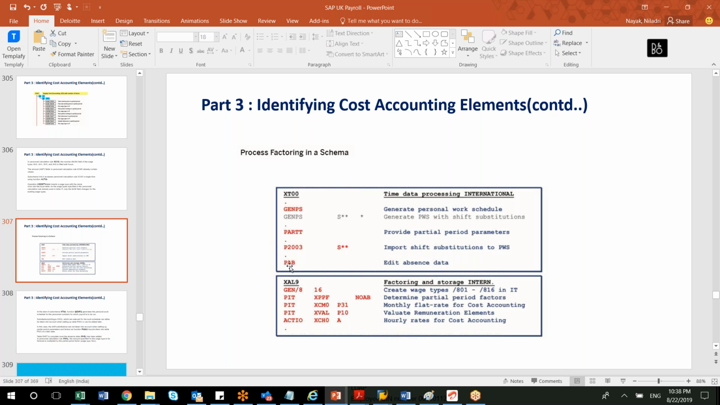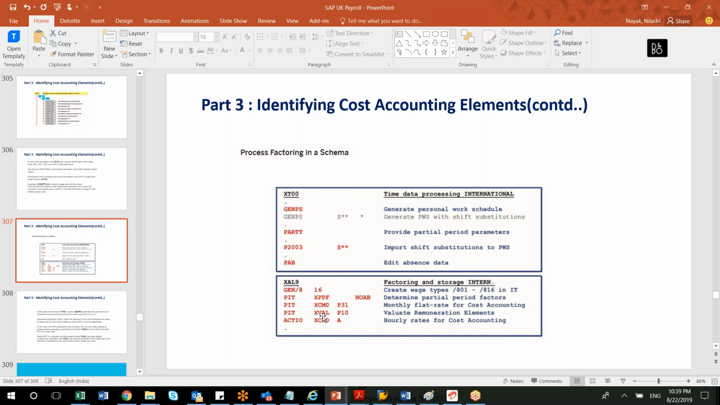Similarly, as I explained, PAB is responsible for all kinds of editing of your absence data. But from a factoring point of view, this PARTT is one of the most key functions when it comes to the concept of factoring. Whenever you are running any kind of factoring, or doing any testing related to factoring, you must go and see how this function is working inside the payroll log or the time log. You can refer to the input and output to see how the calculations are happening.